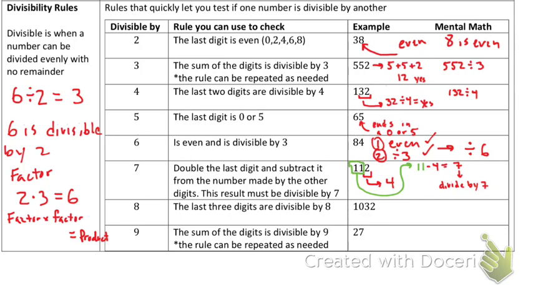Number 8, pretty straightforward here. We're looking at the last 3 digits. In this case, we have 032, or in other words, we have basically 32, even though it's the last 3 digits. And then we're just going to check, is 32 divisible by 8? If the answer is yes, which it is, then we now know 1,032 can be divisible by 8.